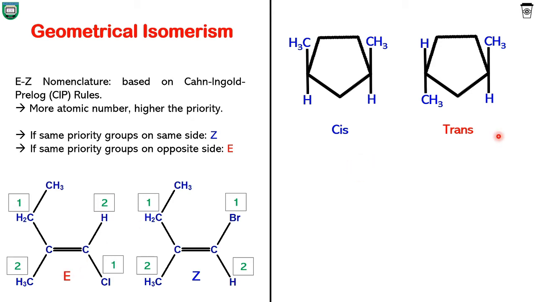Again, cis-trans isomerism is also possible in cycloalkenes. So the CH3 is on the top surface and hydrogen is at the bottom, and this hydrogen is at the bottom, this CH3 is on the top surface. So the two methyl groups on these two carbon atoms are on the same side, so we assign cis. Whereas in the trans isomer, the methyl groups are present on the opposite sides. One is at the top, one is at the bottom side. So we assign trans.